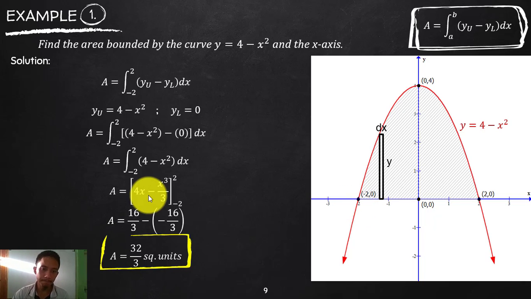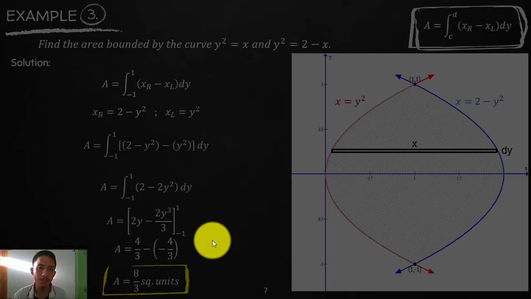Okay, so now substitute your upper limit. This is positive 16 over 3, and then substitute your lower limit, that is negative 16 over 3, that is minus, so it will end up plus. So 16 plus 16 is 32 over 3. Is that the same as our answer a while ago? Let's go back using the horizontal strip.